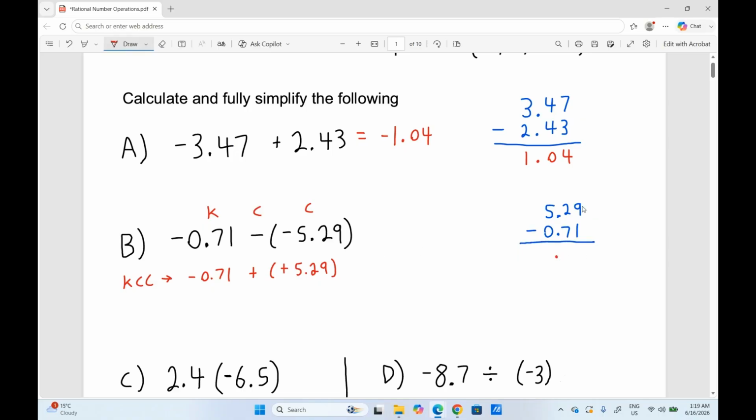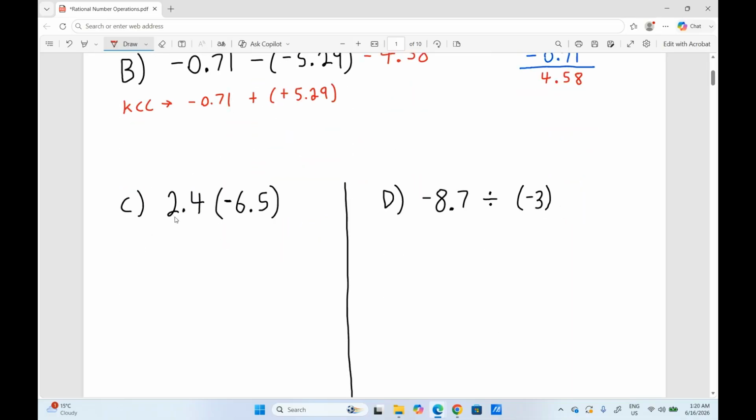So 9 minus 1 is 8. 2 minus 7, I can't do that because 2 is smaller than 7. So I'm going to borrow from the 5, turn it into a 4. And now this 2 becomes a 12. 12 minus 7 is 5. And now 4 minus 0 is 4. So my final answer is going to be a positive number, once again, because this positive number here is much greater than this negative number. So I got 4.58 as my final answer.